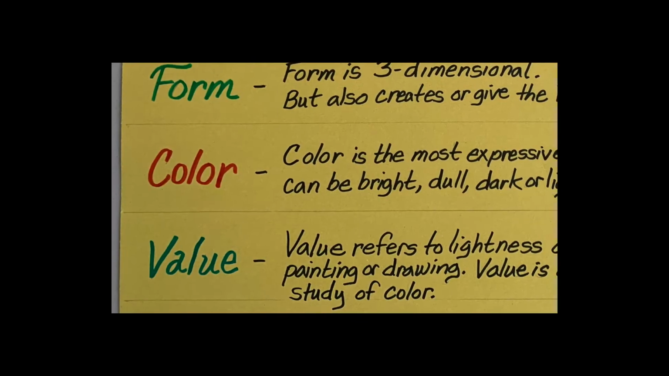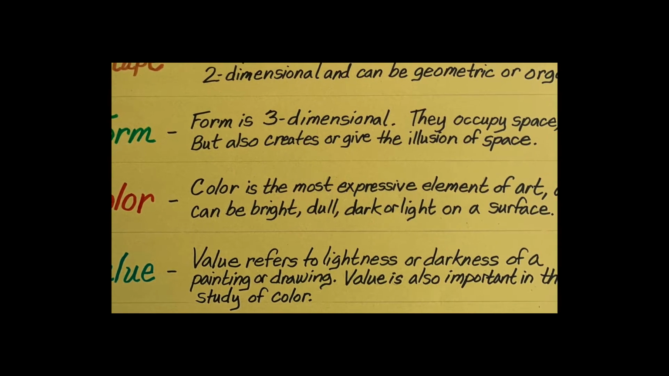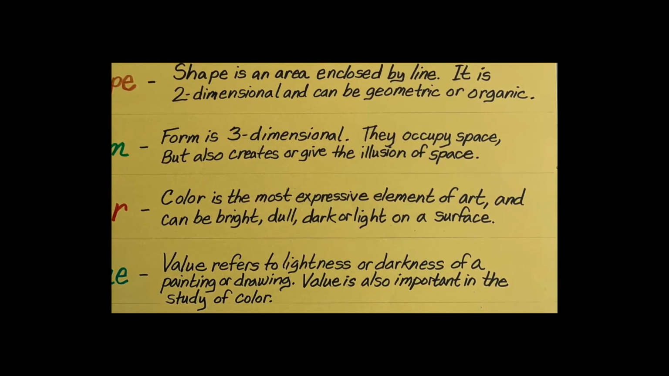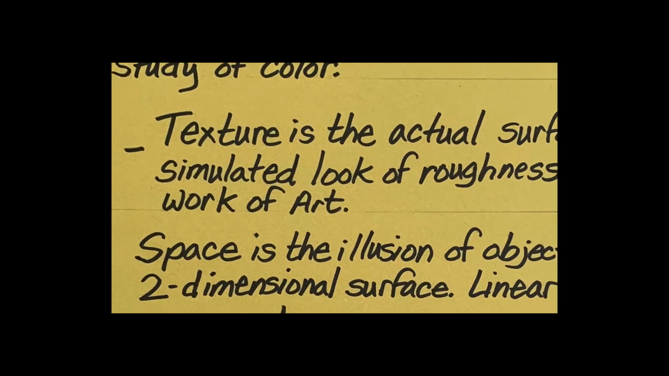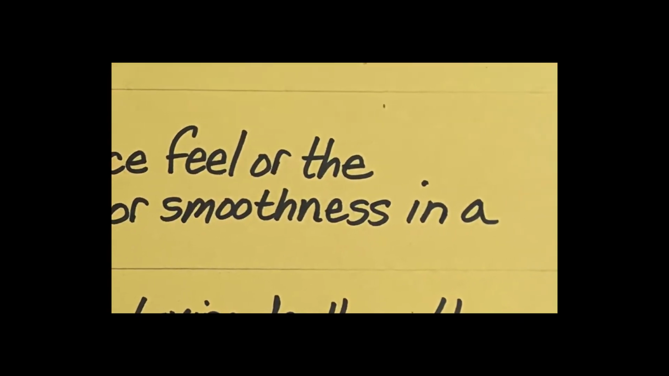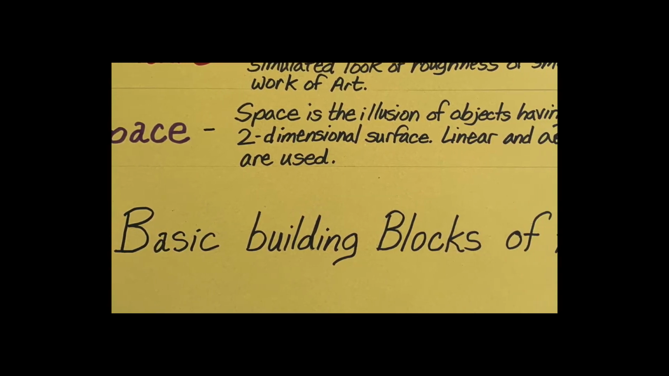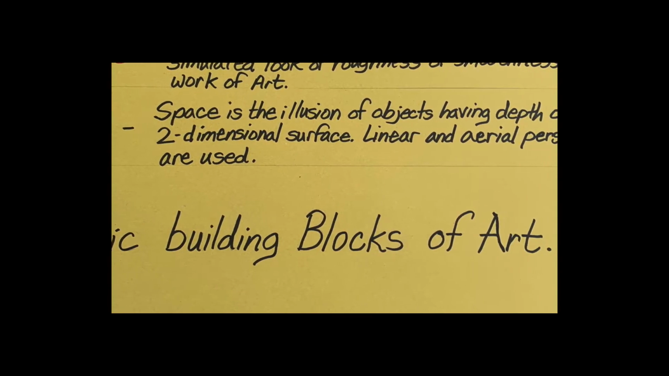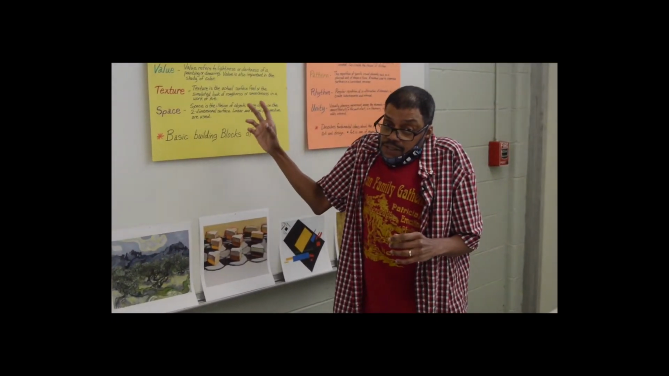Value refers to the lightness and darkness of a painting or a drawing. Value is also important when it comes to the study of color. Texture is the actual surface, feel, or the simulated look of roughness or smoothness in a work of art. Space is the illusion of objects having depth on a 2-dimensional surface. Linear and aerial perspectives are used.